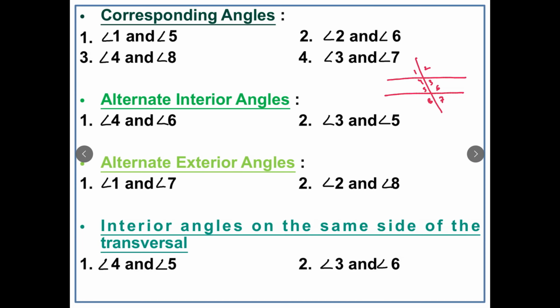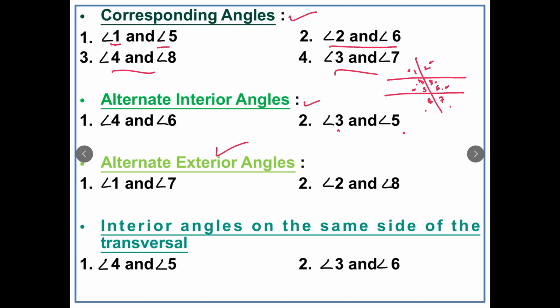Now the first type of angle is the corresponding angles, that is angle 1 and 5. So these two angles, angle 1 and angle 5, then angle 2 and angle 6, similarly angle 3 and angle 7 and angle 4 and angle 8. These are the 4 pairs of corresponding angles made when a transversal falls on two parallel lines. Then we have alternate interior angles. Alternate interior angles means angle 4 and angle 6 and angle 3 and angle 5. These angles are called alternate interior angles.